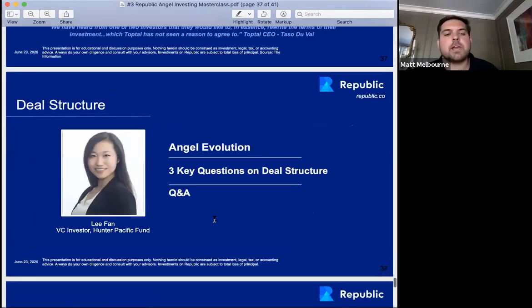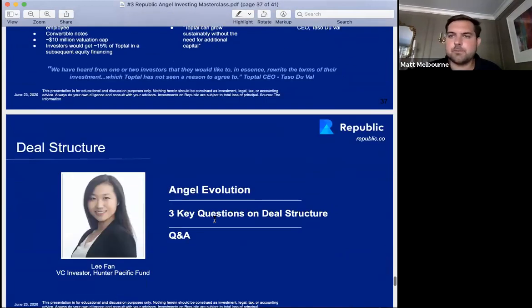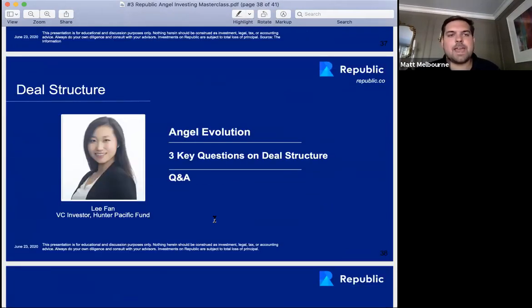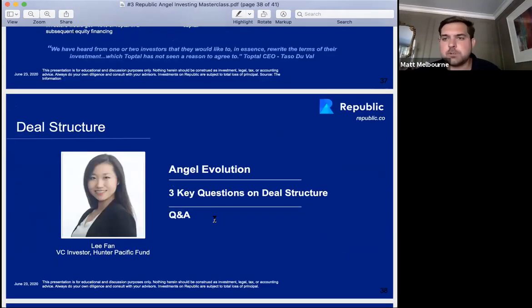But yeah, so those were basically a run through of the different Republic instruments on our platform and 2 case studies that illustrate how an investor can potentially make a return.